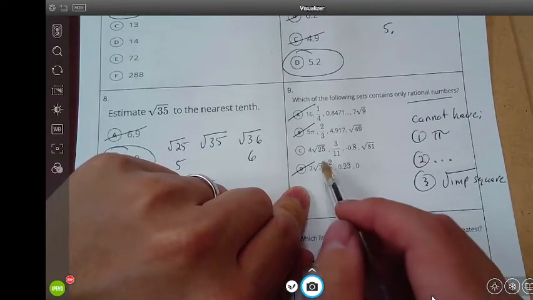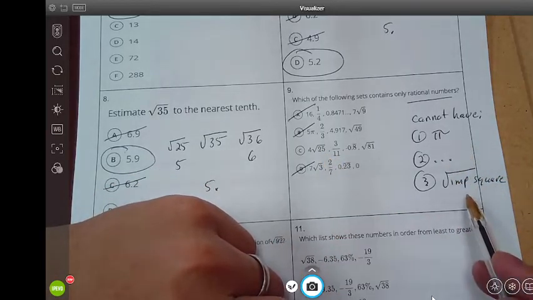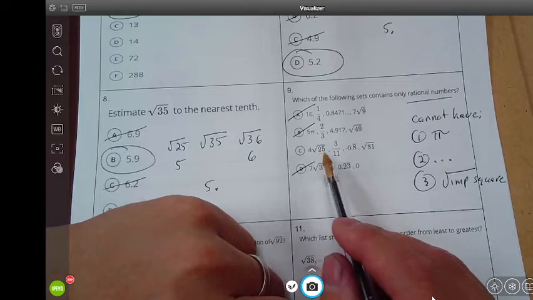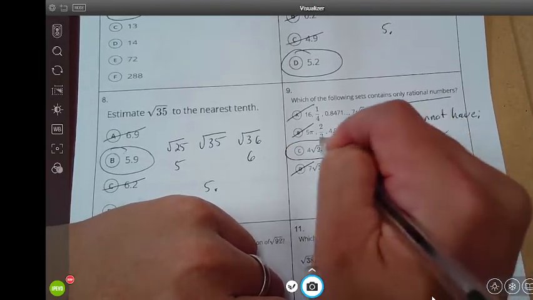All right, so the only thing where you don't have any of these 3 indicators, square root of 25 is 5. That's a perfect square. Square root of 81 is 9. That's a perfect square. Okay, so it's C.